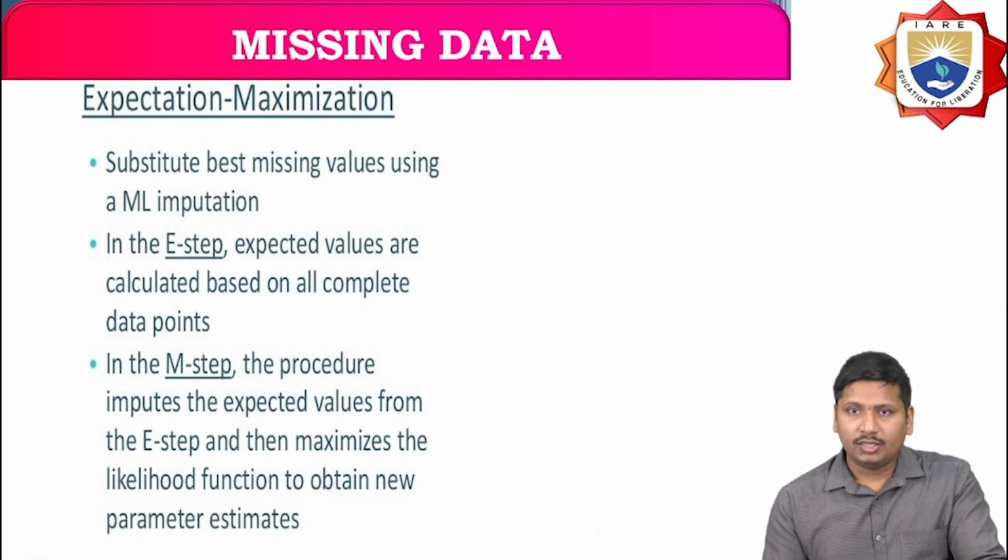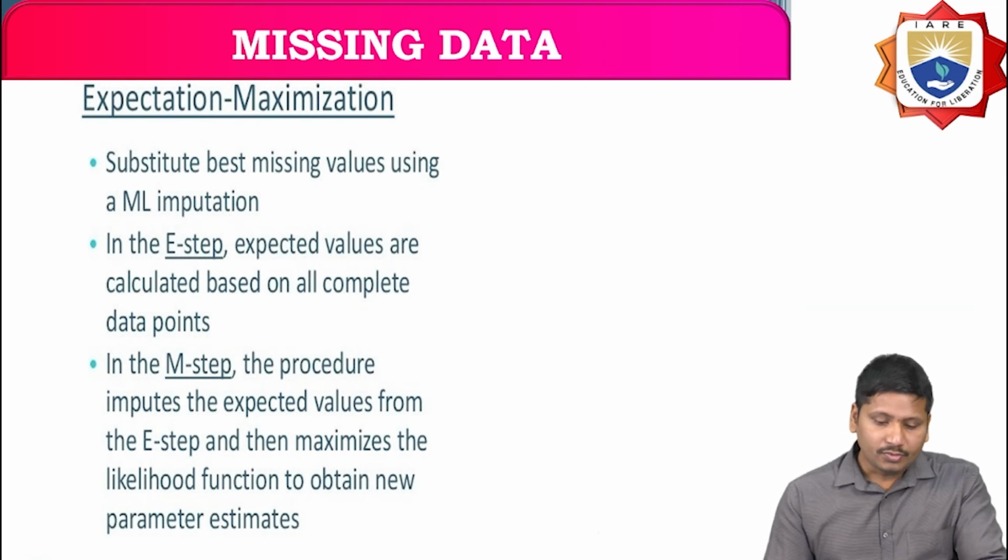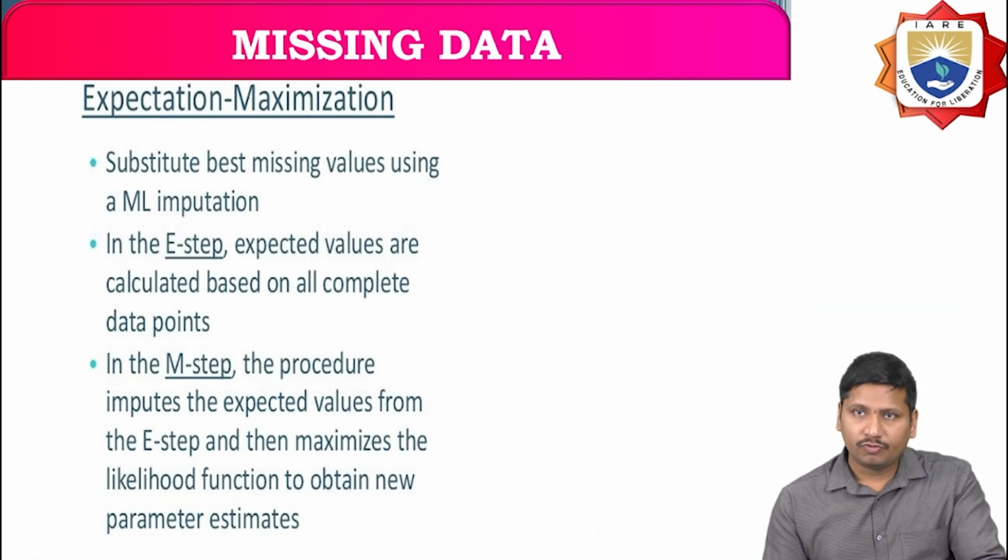And in the M step, there is another step. Here we are going to apply some procedure that replaces the missing value with the expected value based on maximizing the likelihood function in order to obtain the new parameter estimations. So this maximization is one case where you can fill the missing value, and we fill that missing value based on 2 steps. The first step is the E step, and the second step is the M step. In each E step, the expected values I'm taking are calculated based on all the complete data points.